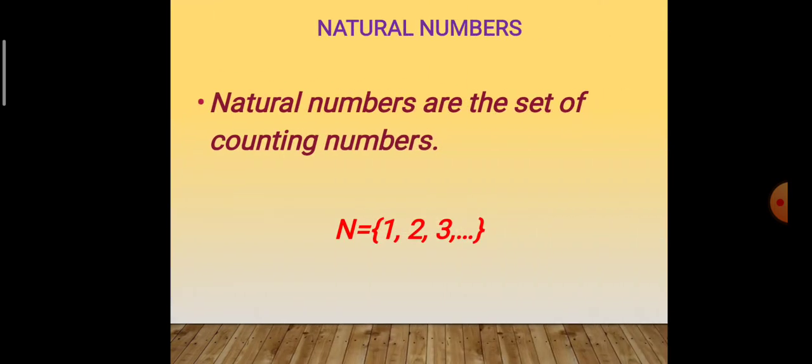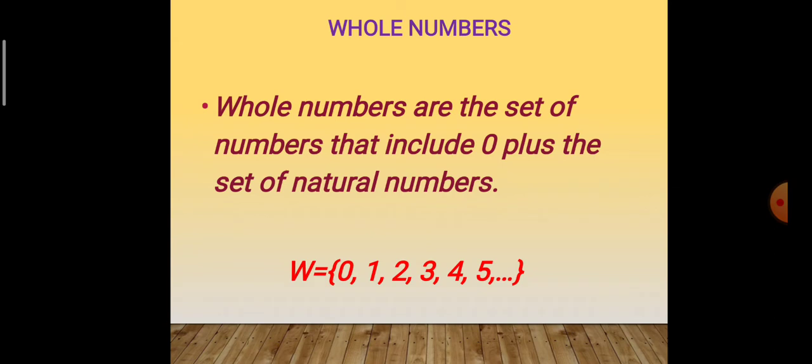Natural numbers are the set of counting numbers. So these are all real numbers only. All natural numbers are real numbers. N is equal to 1, 2, 3, and so on. Already you are aware of whole numbers. Whole numbers are the set of numbers that include 0 plus the set of natural numbers. W is equal to 0, 1, 2, 3, 4, 5. These are also rational numbers.